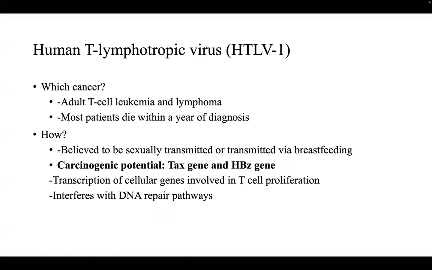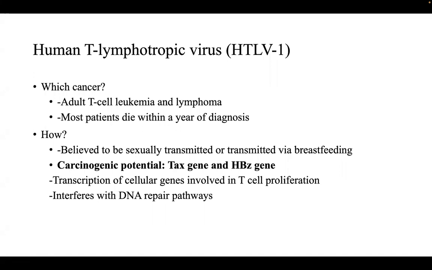So this virus encodes the TAX gene and the HBZ gene. These two genes have the potential of increasing the transcription of the genes encoded for T-cell proliferation. So the transcription factors that have their genes encoded for T-cell proliferation are activated by the TAX gene and the HBZ gene. And also these two genes have the potential to interfere with the DNA repair pathways. So those are the two basic ways this virus has the ability to cause adult T-cell leukemia and lymphoma.